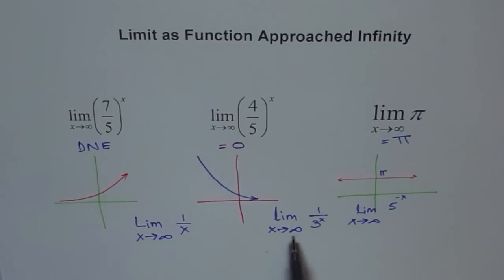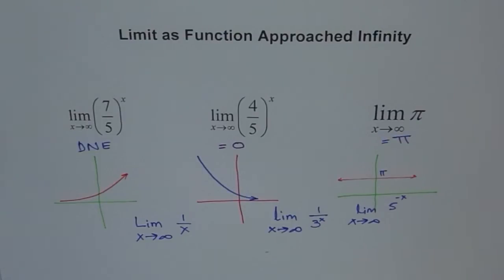Now in this particular case, as x increases and approaches infinity, the denominator becomes very, very large, and 1 over infinity tends to be 0. So in this case it will be 0, here also 0, and here also 0. All these functions will be 0. So there are many interesting cases for a function as it approaches infinity.